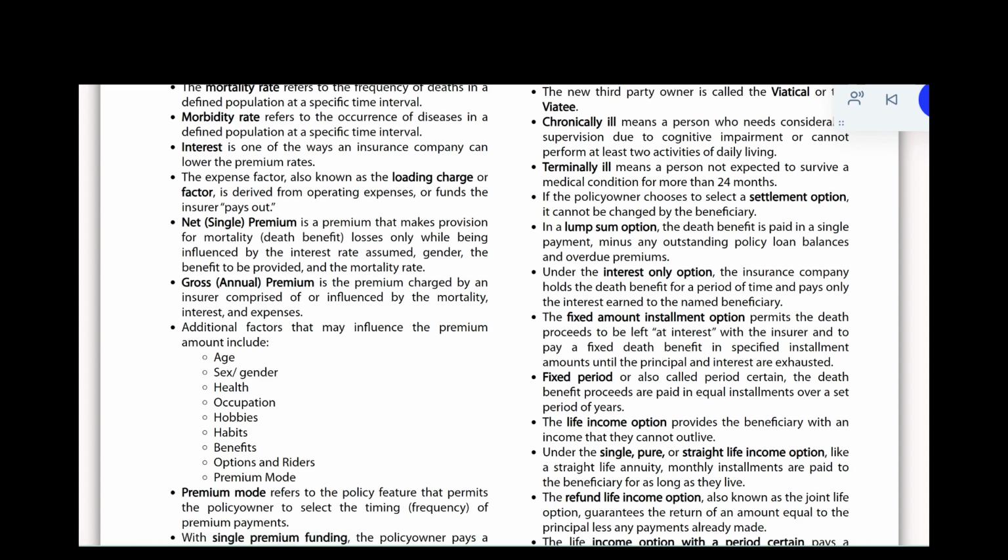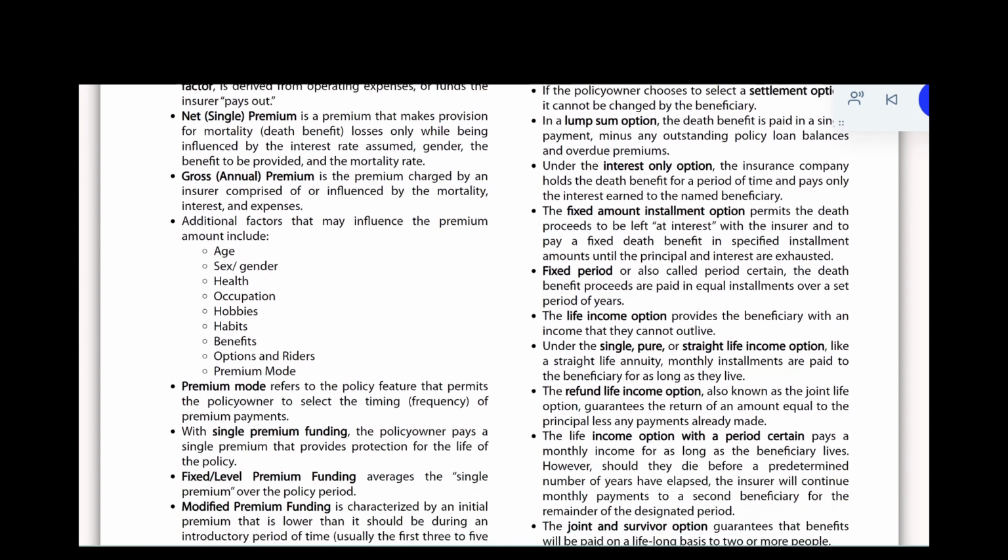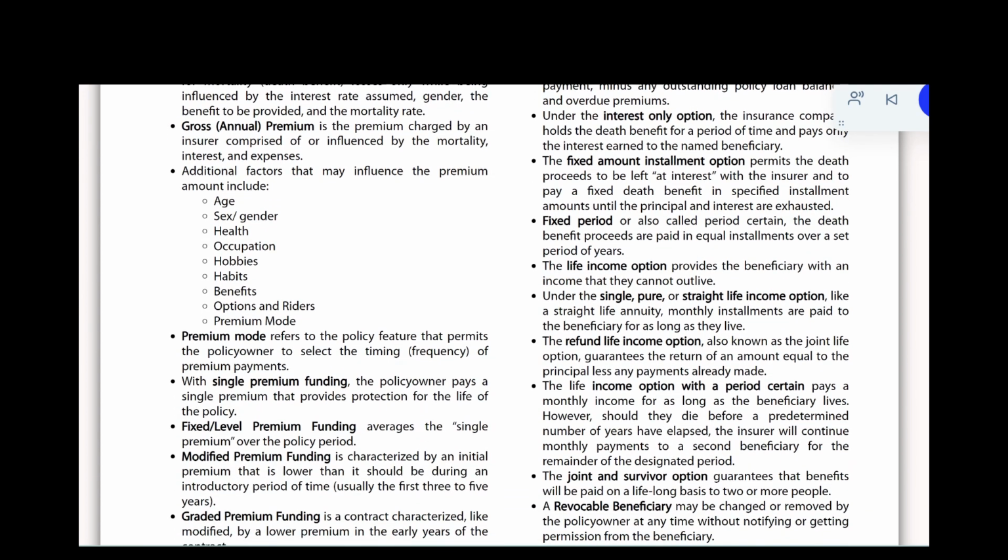Fixed period, or also called period certain, the death benefit proceeds are paid in equal installments over a set period of years. The life income option provides the beneficiary with an income that they cannot outlive. Under the single, pure, or straight life income option, like a straight life annuity, monthly installments are paid to the beneficiary for as long as they live. The refund life income option, also known as the joint life option, guarantees the return of an amount equal to the principal less any payments already made.